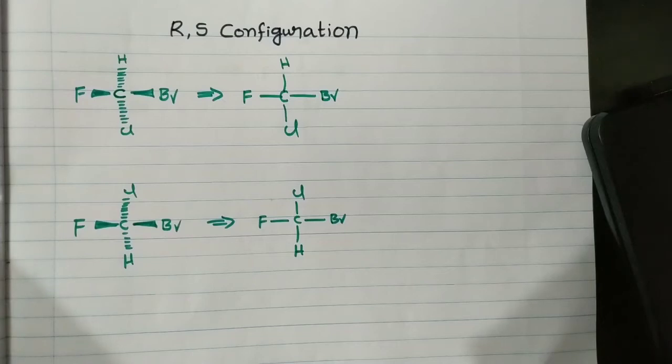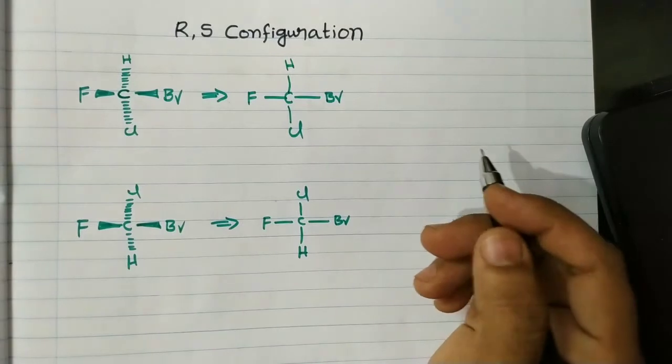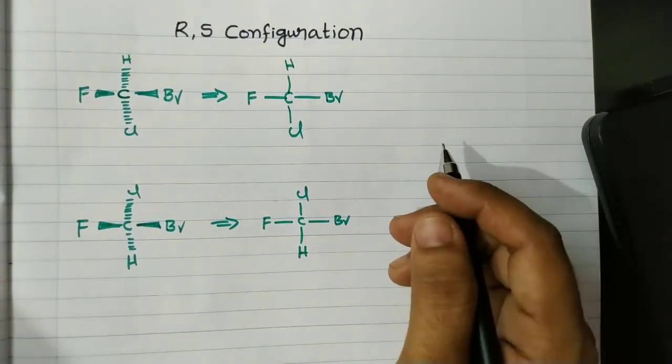Hello students, here I am going to discuss RS configuration of the 2D molecules, nothing but Fischer projection formula. In the last video I discussed the RS configuration for 3D molecules. For that, you can see the link in the description. So here, the RS configuration of the 2D molecules is the Fischer projection formula.